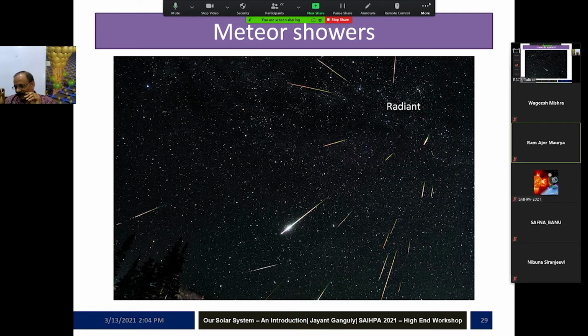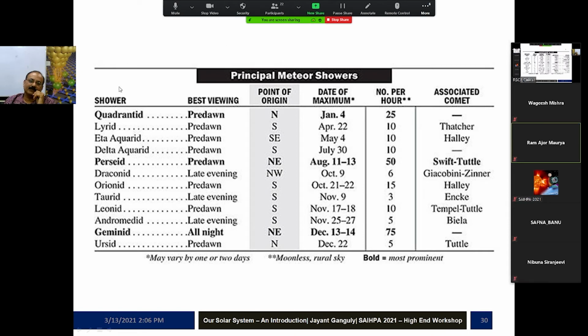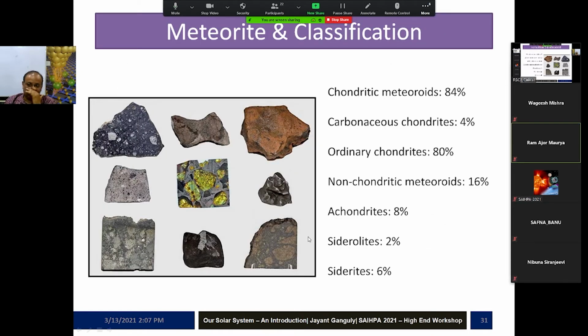So there is some time of the year when the Earth crosses through those debris, and we see this meteor shower, and that particular point from which it comes is called the radiant. So these are some of the meteor showers, as you have seen, and it's available. You can go through it.